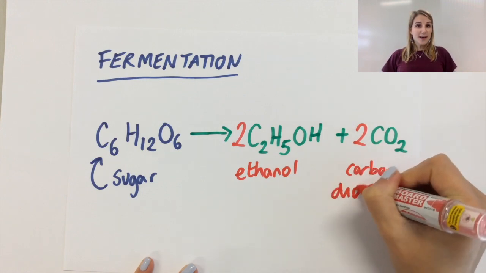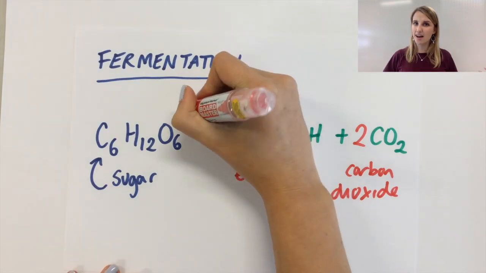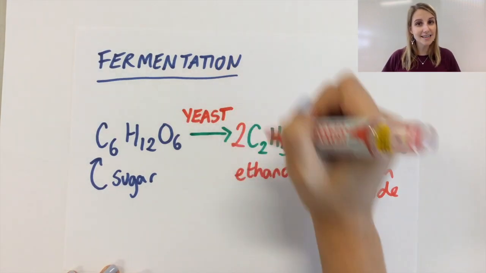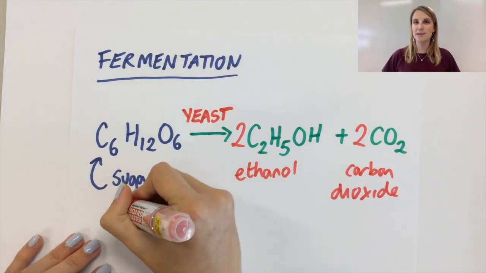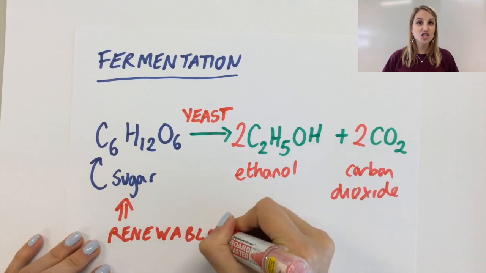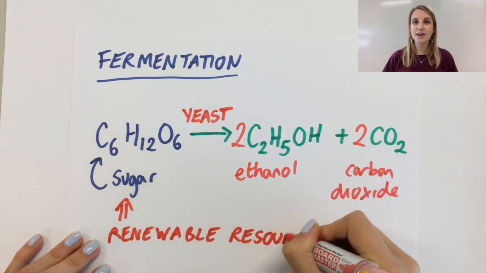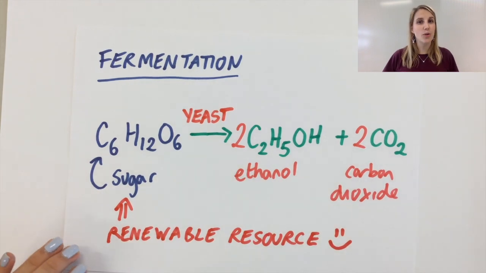Now, this method requires yeast as a catalyst. Yeast is an enzyme, which is a biological catalyst, and it helps in the process of breaking sugar down into simpler molecules. The bonus of this method is that sugar is a renewable resource. We can replant sugarcane nice and quickly, and it regrows quickly.